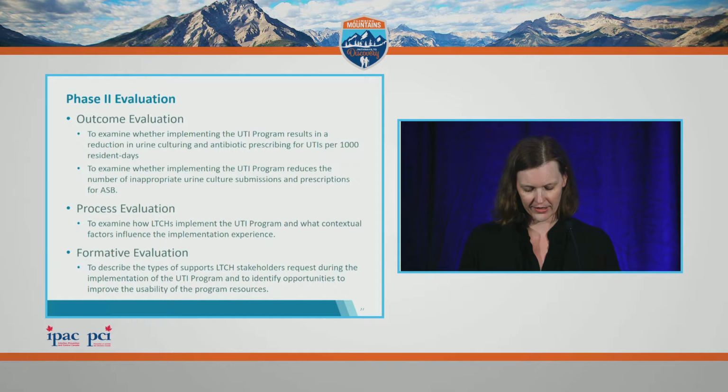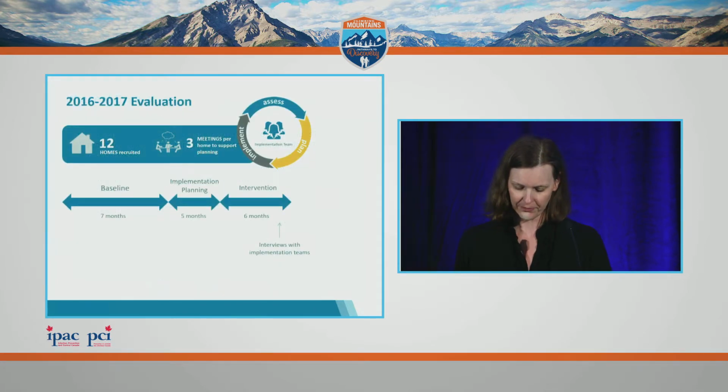So we knew we needed to, in order to support the next round of what this might look like in helping people, find out the type of supports that long-term care homes needed, and then identify opportunities as well to improve any sort of usability of the resources that we offered through it. So there was a lot going on, and it took a while to do this actually.